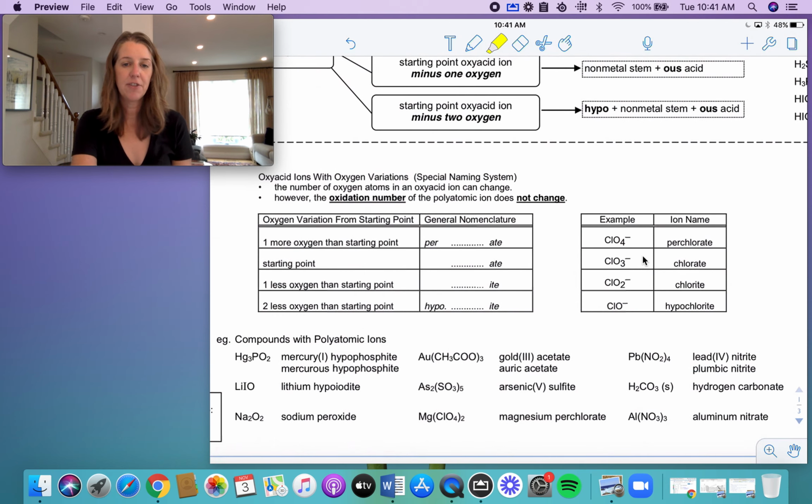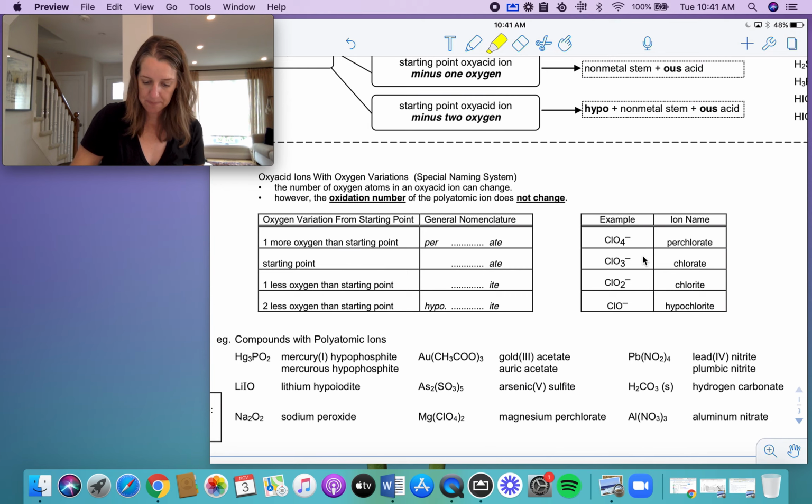Okay, and these are variations of oxygen. All right, if you have more than one oxygen, you take your starting point and then you add a per in front. One less oxygen is ite. Hypo-ite is two less. Ite is lower than ate. I is lower than an A. There's a couple of memory tricks you can do for that, okay? But you want to be familiar with those as well.